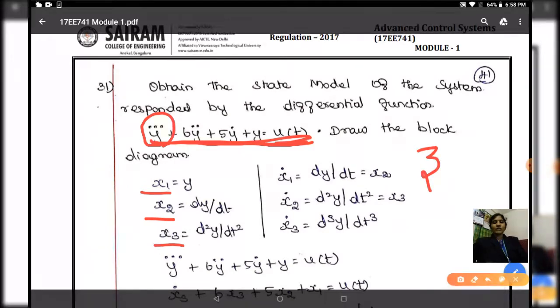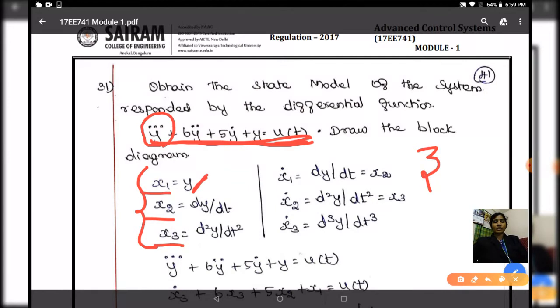Here the first state variable will be the phase variable, that is y. So y is the first variable and the other state variables are the derivatives of the physical variable. We can write x2 is equal to dy by dt, x3 is equal to d square y by dt square. And once the state variables are written, x1, x2, x3 are our state variables.